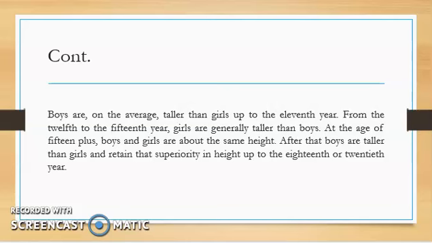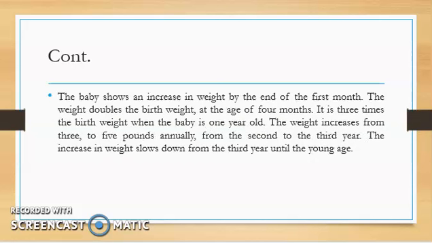So overall, boys are taller than the girls. And we have talked about weight already, and this is just another piece of information: the baby shows an increase in weight by the end of the first month. The weight doubles the birth weight at the age of 4 months. It is 3 times the birth weight when the baby is about 1 year old.